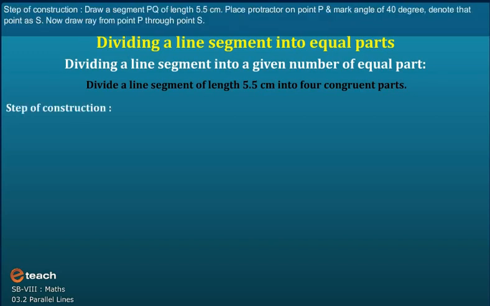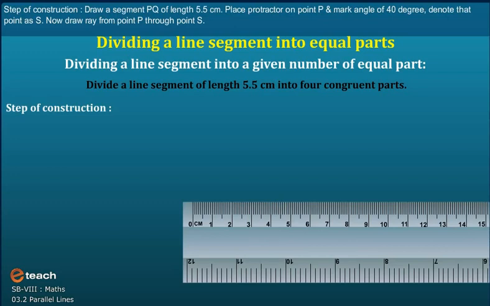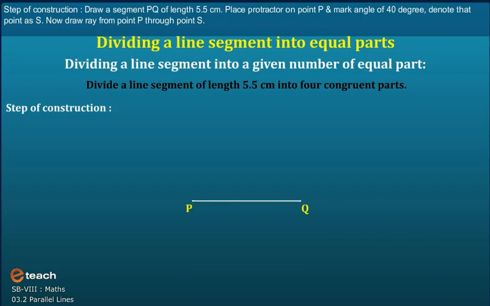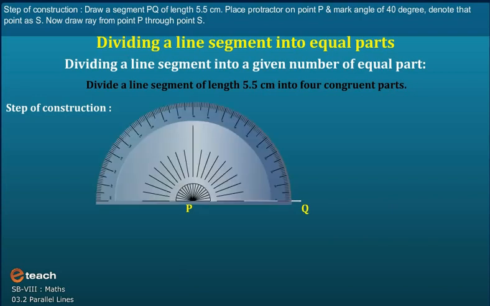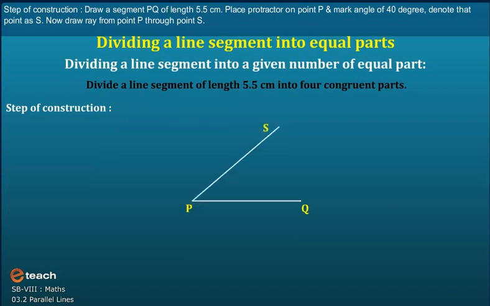Step of construction. Draw a segment PQ of length 5.5 cm. Place protractor on point P and mark angle of 40 degree. Denote that point as S. Now draw ray from point P through point S.